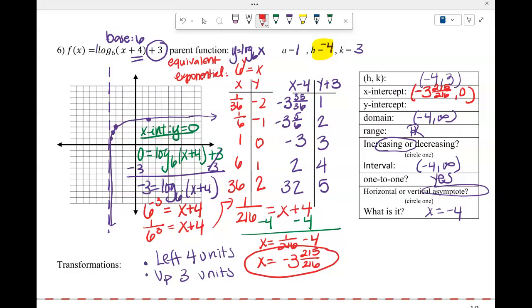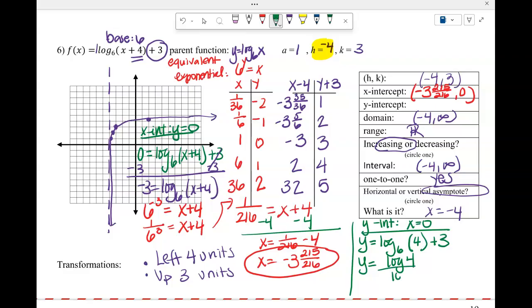Now the y-intercept, we are going to do similar, but this time we are going to let x be 0. So y-intercept, x equals 0. So that's going to say y equals log base 6 of 0 plus 4, which is 4, and then plus 3. Your exact form is going to say log 4 divided by log 6 plus 3. So this is your exact form, okay? Now I'm going to see if you can give that to me in decimal approximation to 2 decimal places.